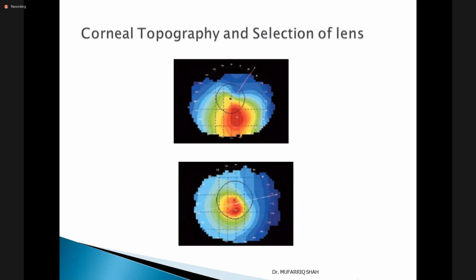Now, coming to the selection on the basis of corneal topography. This is a little bit, as you already asked, how to know about corneal topography. Clinically, on the basis of corneal topography, how will you proceed for the selection of RGP lenses? What do you think about the picture, the top one, and what about the lower one? This is for you people to know.